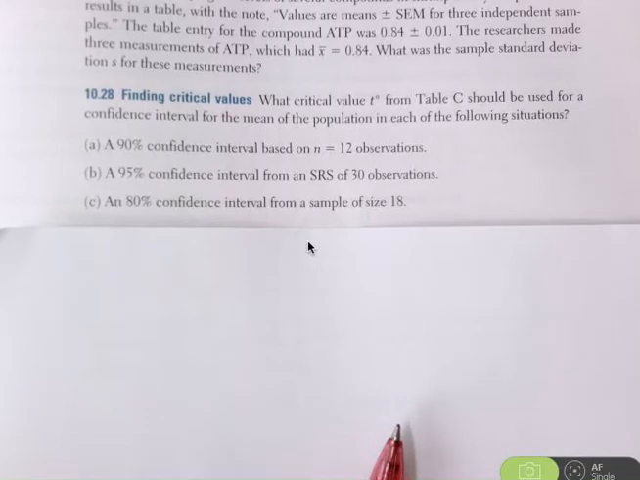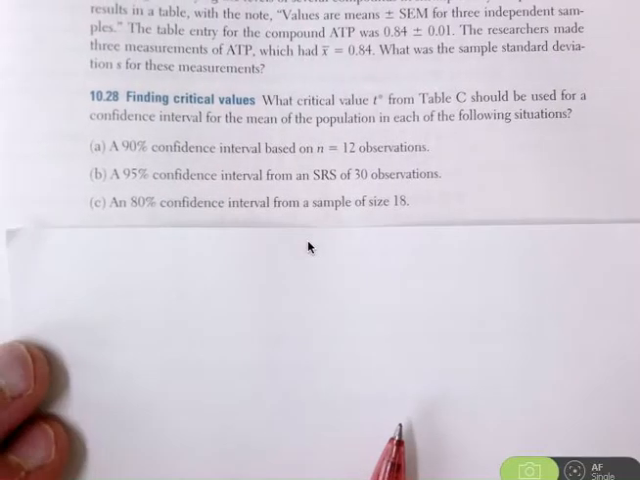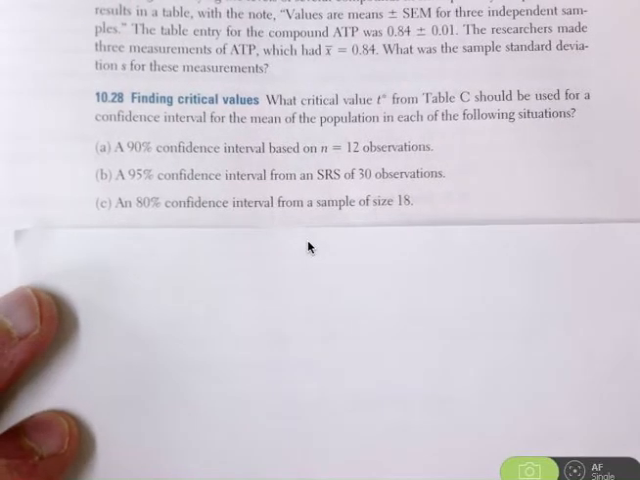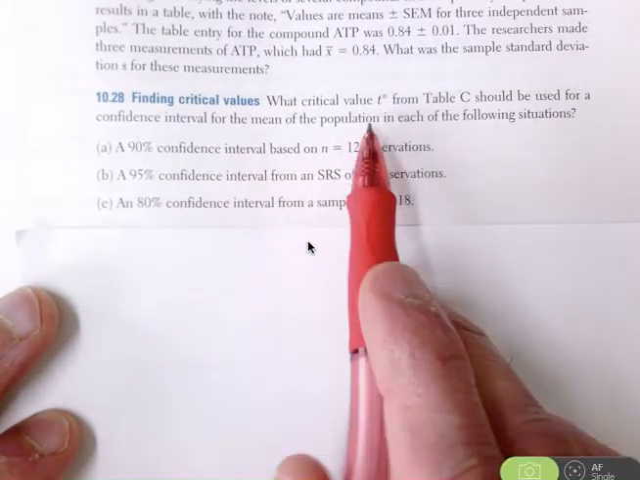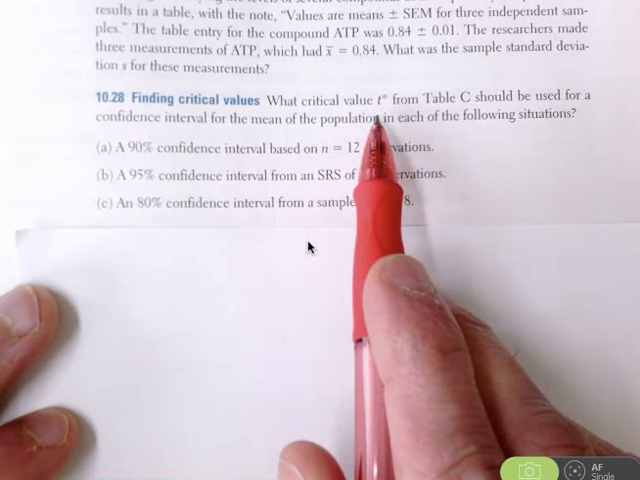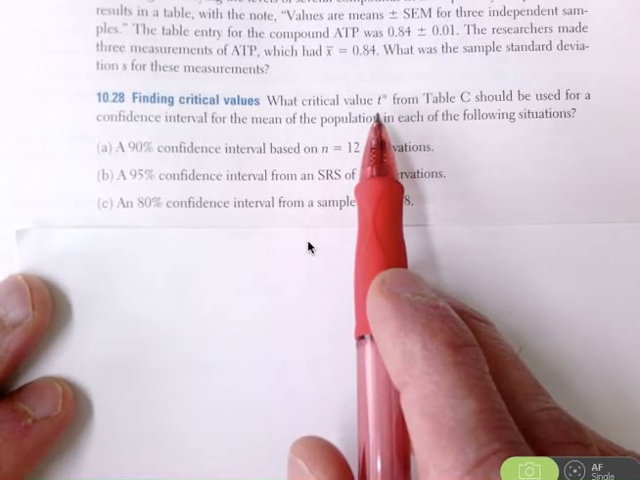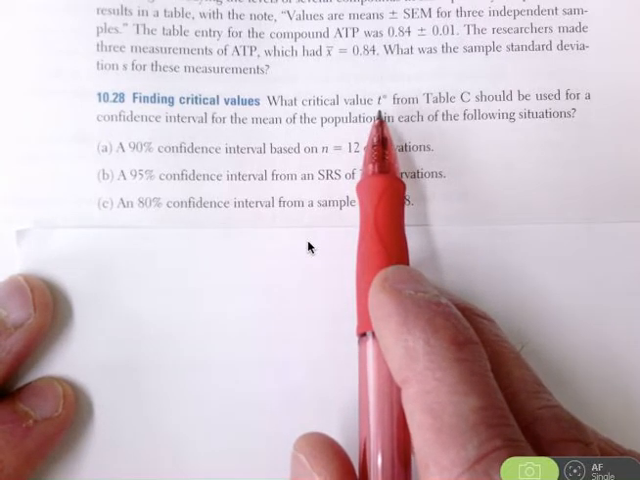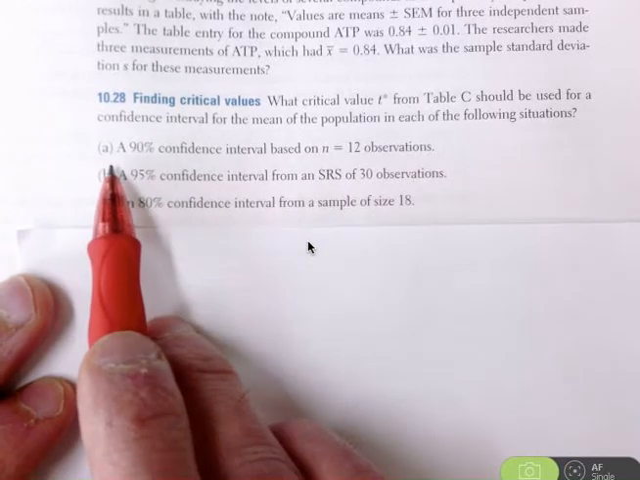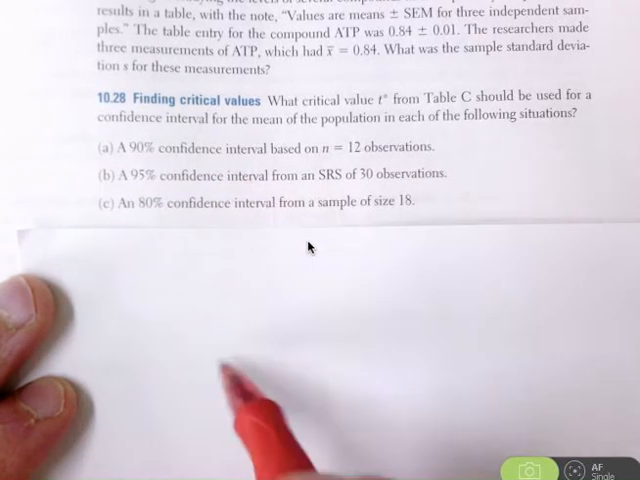Hi there. Let's take a few minutes to solve question 10.28 together. I'd like you to be able to find critical values using the t-distribution. We have to be mindful not only of the area that we need to consider to find that critical value, but also the degrees of freedom.